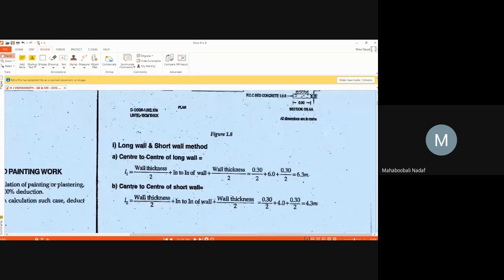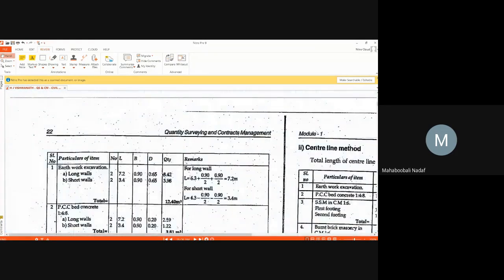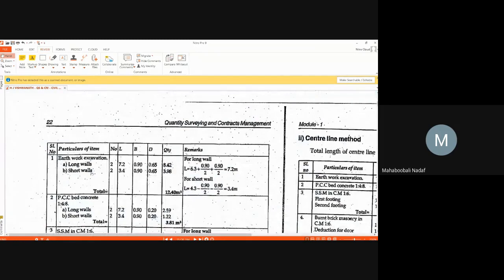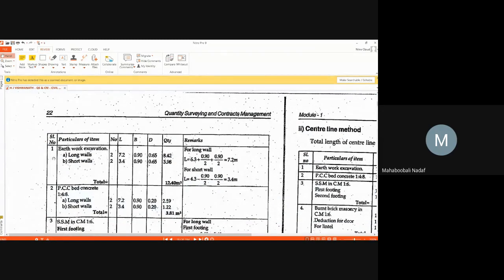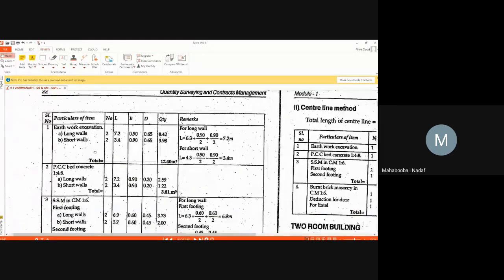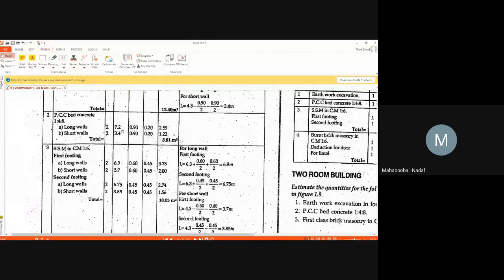There has to be one tabular column. What are the columns? In the first column, you write serial numbers. In the second column, particulars of item. Particulars of item means what? Excavation, PCC bed, size stone masonry, burnt brick masonry. Like that, you need to write all the things down.